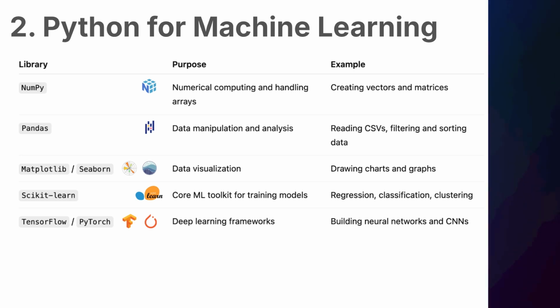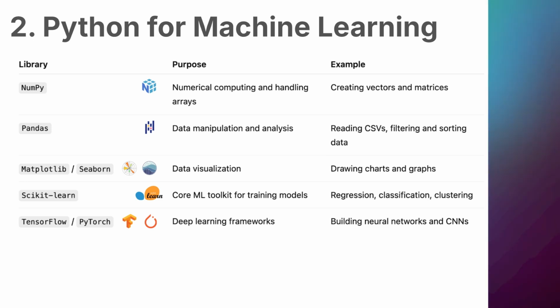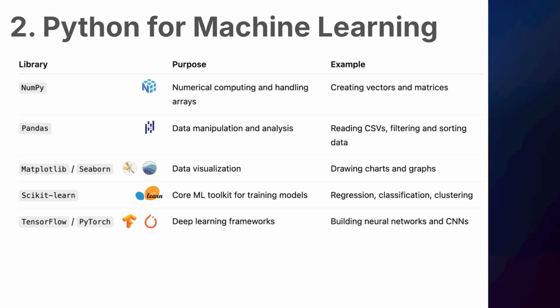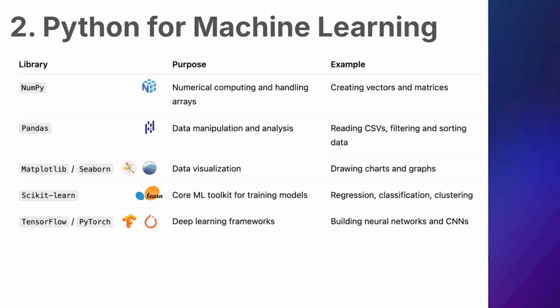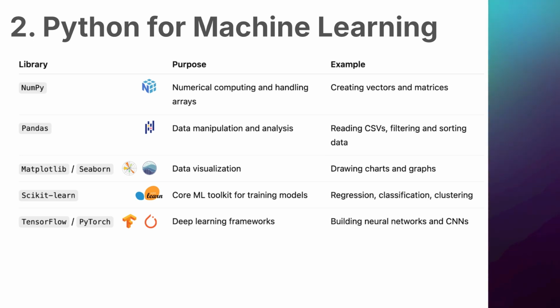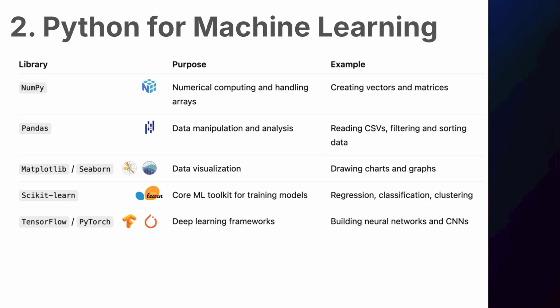Matplotlib and Seaborn are used for visualizing data. They let you create charts and graphs to better understand the patterns in your data. Scikit-learn is a core library for machine learning. It includes tools for building models like regression, classification, and clustering, all in a beginner-friendly way.